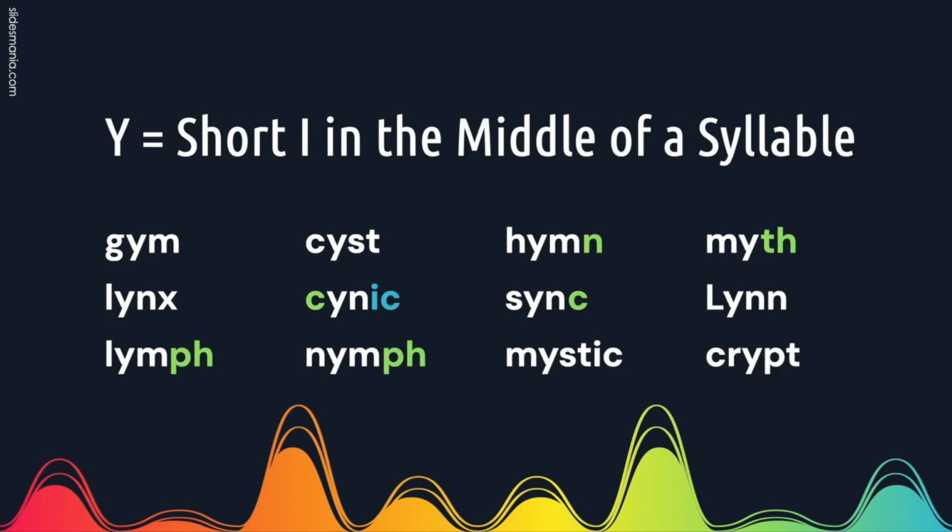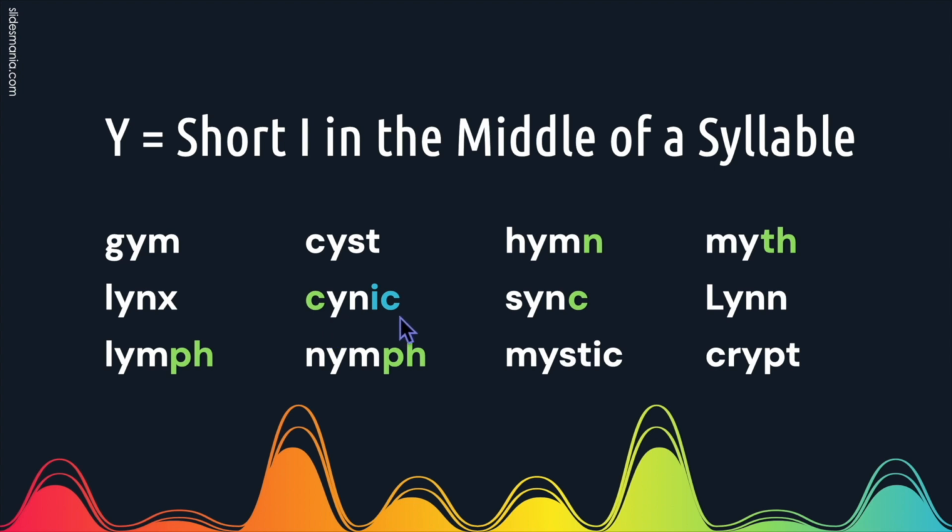Notice how being able to spot prefixes and suffixes at the end or the beginning of long words makes them easier to read. If Y is in the middle of a syllable, particularly with one-syllable words, it will have a short I sound. A G followed by an E, I, or a Y may, but does not have to, have its soft sound of J. In this case, it will. Gym. C followed by an E, I, or Y will always have its soft sound of S, so we have cyst. MN at the end of a word will have a silent N, so this word is hymn. TH will use its first sound of th, myth, lynx. C is followed by a Y, so it will have its soft sound of s, cynic.